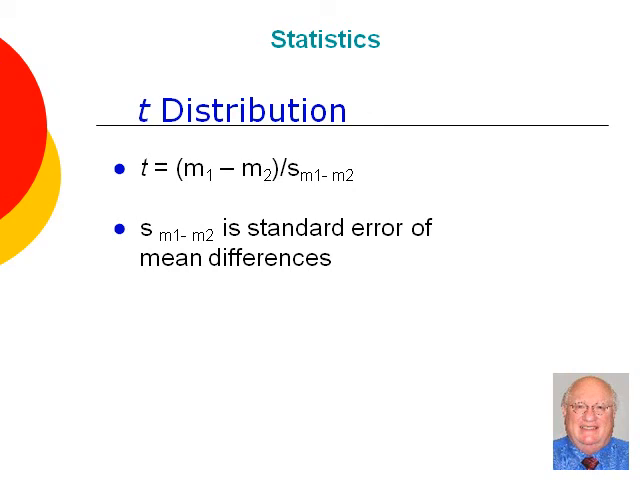In the numerator, we will subtract the sample means from each other rather than from a population mean, which is currently unknown. And in the denominator, we have the standard error, but we call this statistic the standard error of mean differences. So this standard error is different from the standard error of the mean.